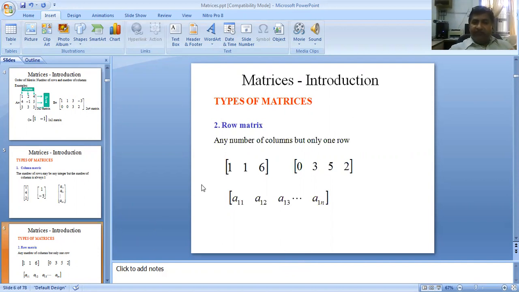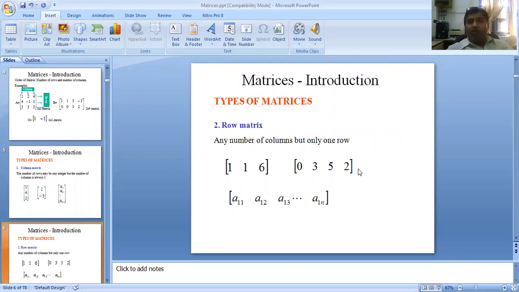You can see 1, 1, 6. So here you can see only one row and 3 columns. So this is a row matrix. In a similar way, the second matrix 0, 3, 5, 2. In this matrix also, you can see only one row and 4 columns. So it is a row matrix.